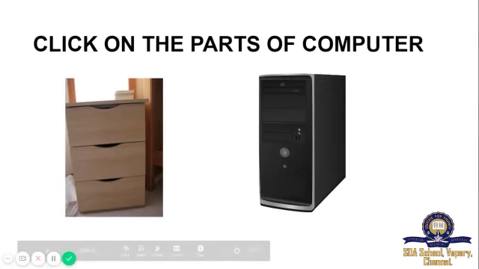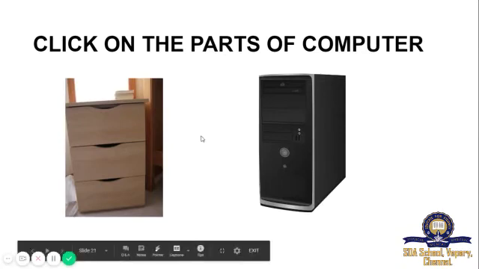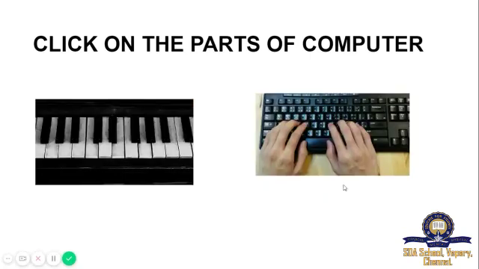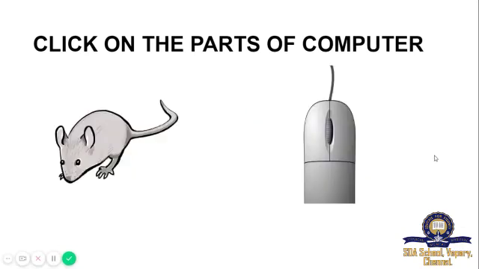See here, this is a cupboard, a wooden drawer, and this is a CPU. CPU is a part of computer. Next, you can see this piano, and this is a keyboard. Which is the right one? Which is the part of computer? Keyboard is the right answer.